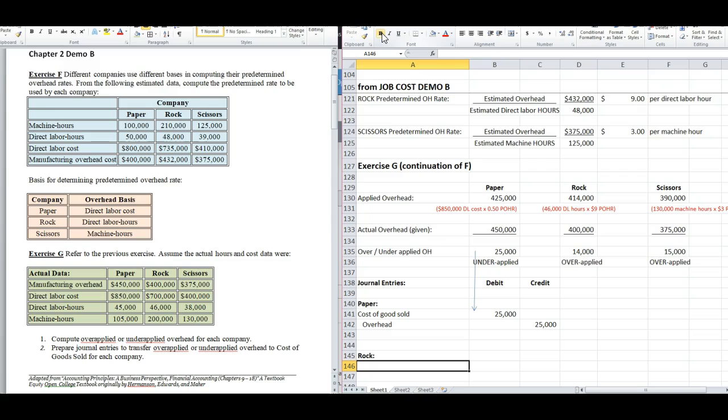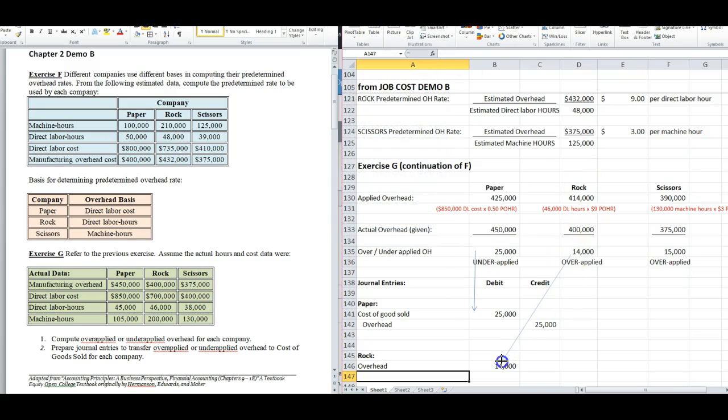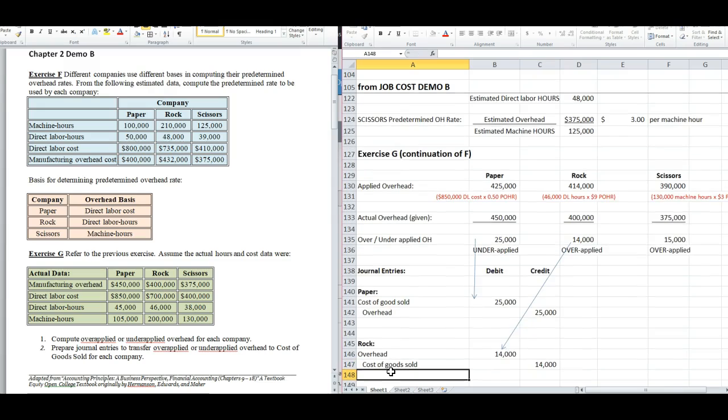We're going to do the same thing for rock. Rock is over applied. Rock and scissors are both over applied, which means we charged too much cost to the jobs. So that means we need to take some of the cost out. So we will debit overhead. For rock, it's going to be $14,000. And we will credit cost of goods sold for the same $14,000.